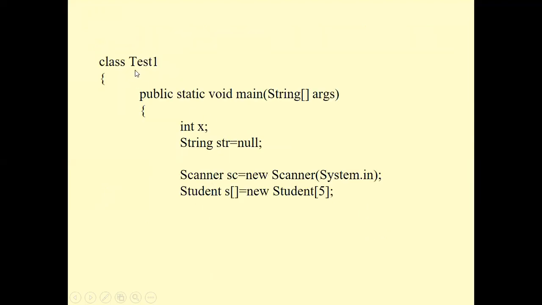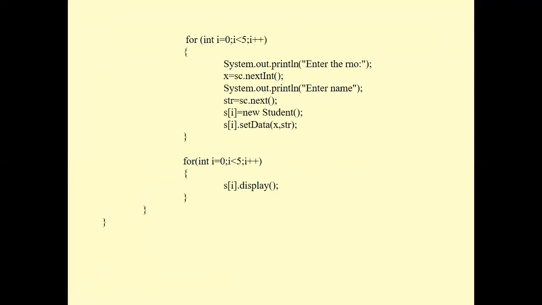This is the name of the main class, that is Test1. Inside this class, the main method is defined. Here also, two temporary variables are declared with name x and str. x is of type integer, str is of type String. As we have seen already, a Scanner class object is also created, and an array of Student objects is also created. Array reference of a Student object is also created.